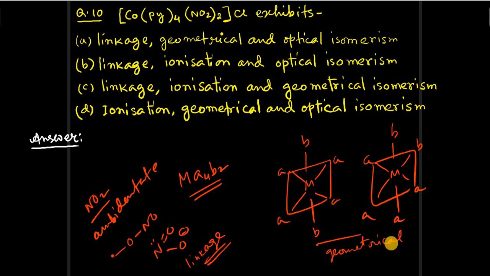And next, in this complex the counter ion is chlorine, and inside you have NO2 minus. So if they exchange with each other, then you will get simply ionization isomer. Just take the chlorine inside as a ligand and take one of the NO2 outside as a nitrite ion. So it will simply give you the ionization isomer. So the 3 types of isomer this complex can show are linkage, ionization and geometrical. That means option C is the answer.